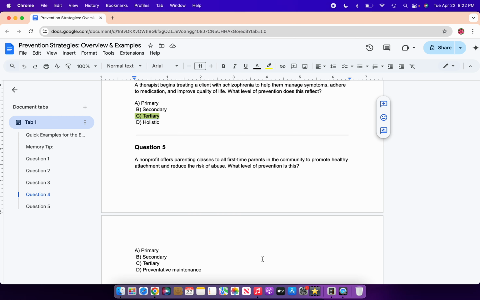Okay, so we know it's not D because that's not what we're reviewing. So are we trying to prevent? Are we screening? Are we trying to catch something early? Or are we trying to treat something? So the answer here would be primary. Okay, why is it primary? So we are trying to prevent something.